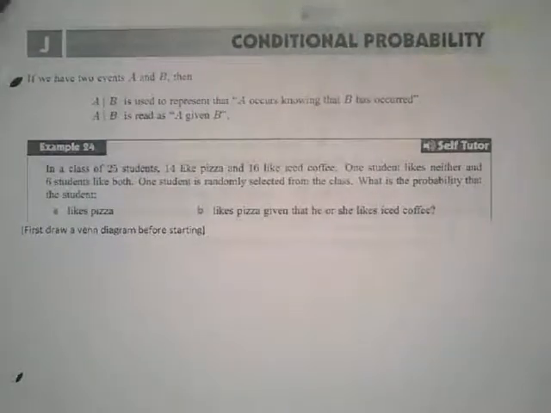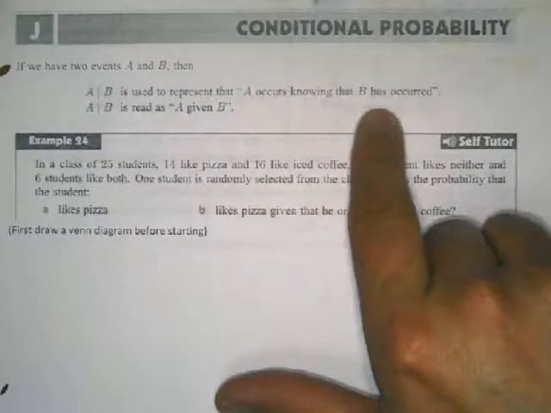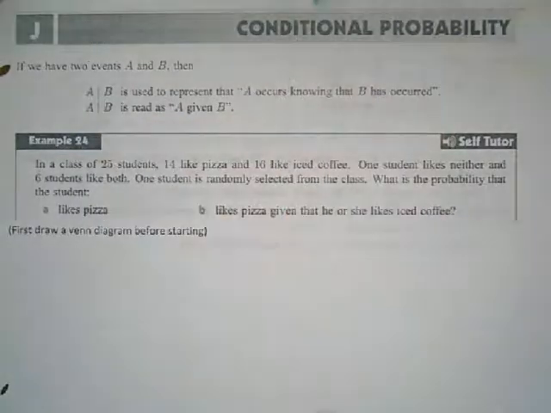Okay, so the next thing we're going to talk about is conditional probability. Conditional probability is when there's a condition. Let's look at the first example, and then we can talk about it some more.